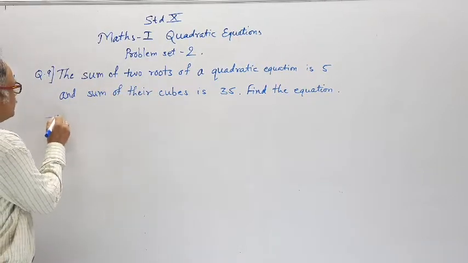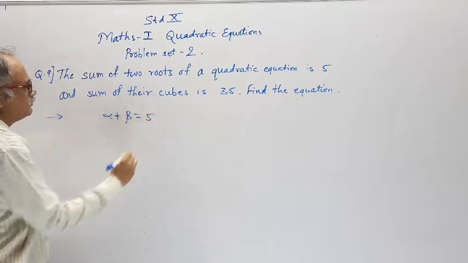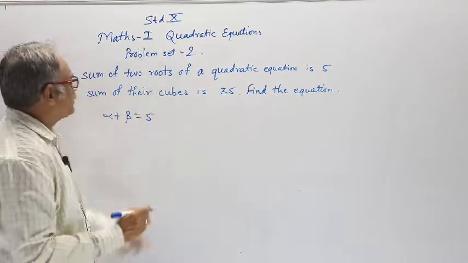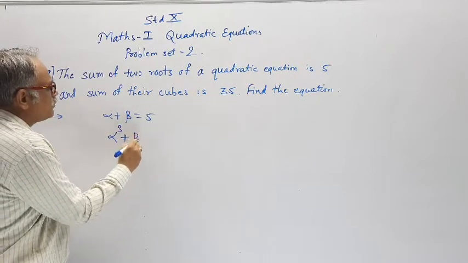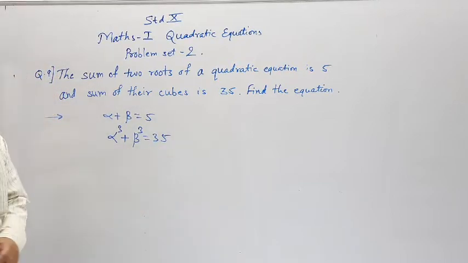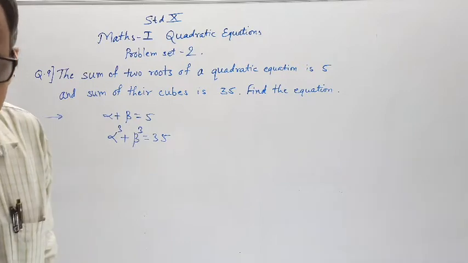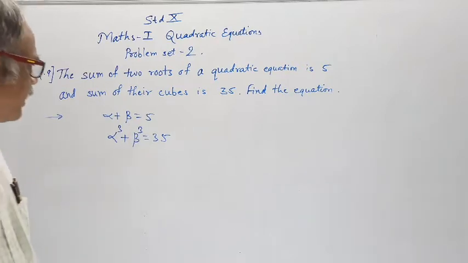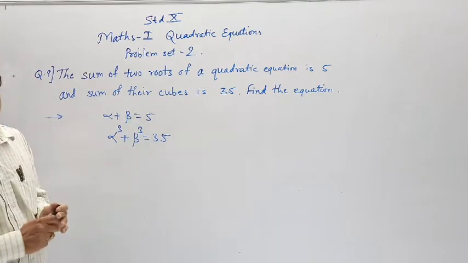So what is given? Alpha plus beta equal to 5. And sum of their cubes means we have to make cubes and add them. Sum of their cubes is 35. From this we have to find the equation. All of us know that to form the equation we need alpha plus beta and alpha beta. Alpha plus beta is given. Alpha beta we have to obtain.